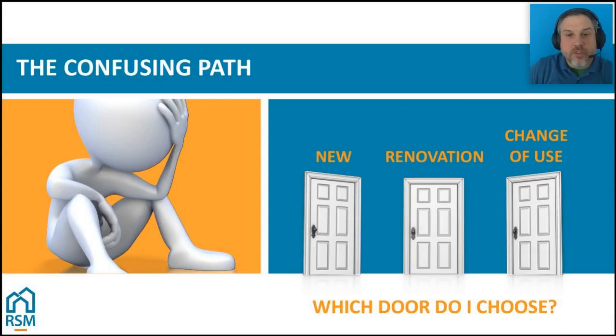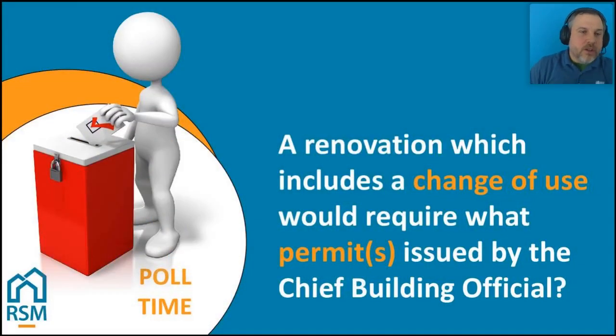So which door do I choose? How do I apply it? So here's another poll we have here to get an idea of the understanding of change of use. So again, on your right-hand side, you're going to notice that there is some polls. And I need to know, a renovation which includes change of use would require what permits issued by the chief building official? So would it be a change of use permit under section 10.1 of the Act, a building permit under section 8.1 of the Building Code Act, or would you need to have both?